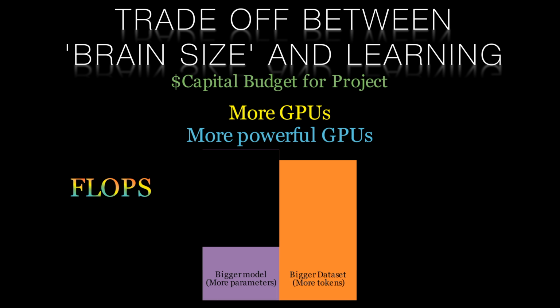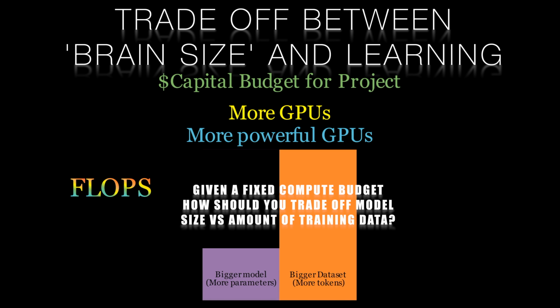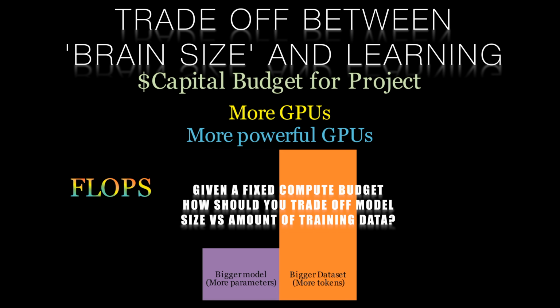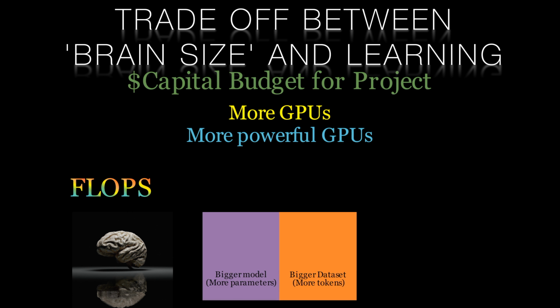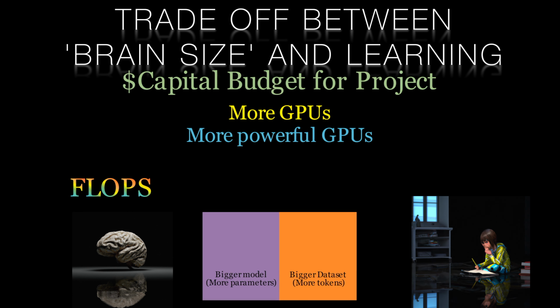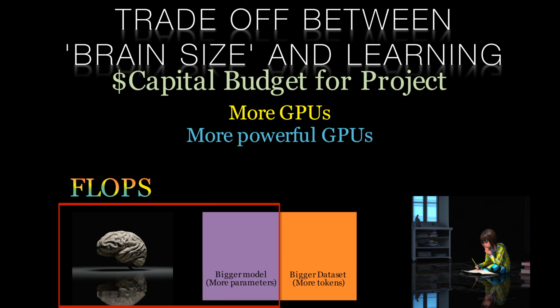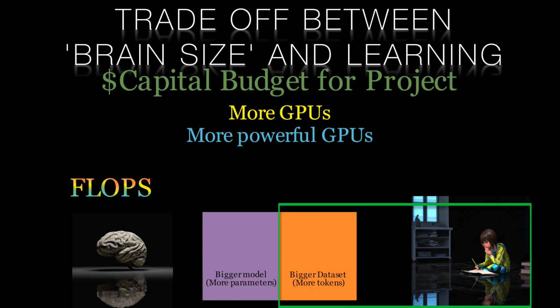Essentially, the key question is, given a fixed flops budget, how should one trade off model size and number of training tokens? One human analogy here is that you can have a massive brain, but if you don't receive the right training or education, you will not be able to use it optimally. Should you choose more brain power or more education?